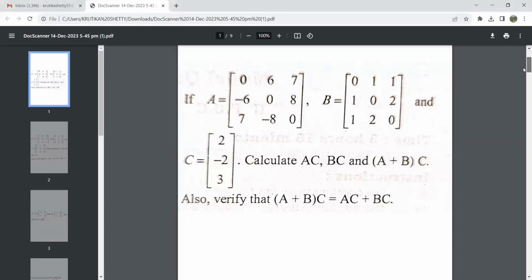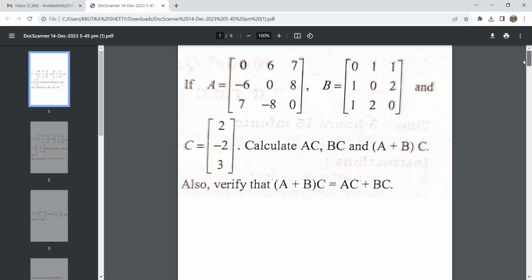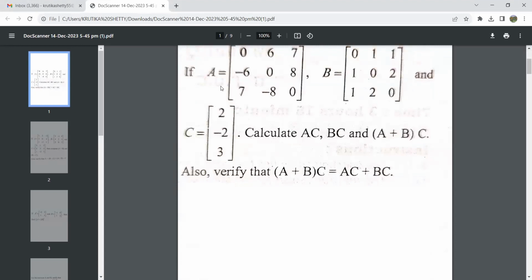This is a 5 mark question. It has occurred, I think, in 2018. The same question has occurred. So see the question over here. The question is: the matrices A, B, and C are given.